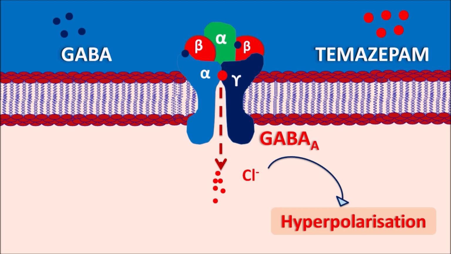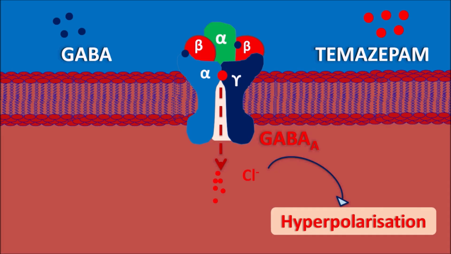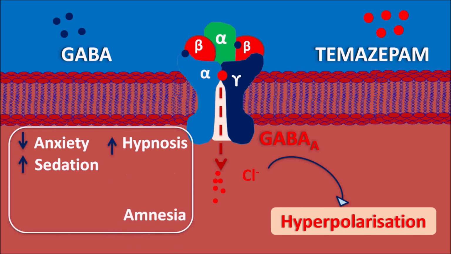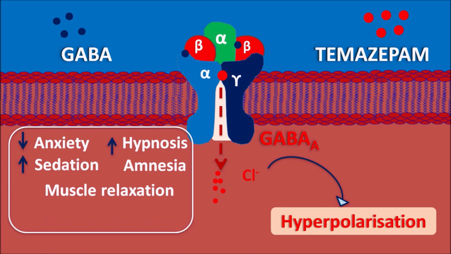This hyperpolarization is an inhibitory response which results in decreased anxiety, increased sedation, increased hypnosis, induction of sleep, increased amnesia, loss of memory, some muscle relaxation, and loss of sensation. All these effects are produced by Temazepam, but this drug has a short duration of action. That's why Temazepam is particularly indicated as a hypnotic. It can induce sleep in patients with insomnia.